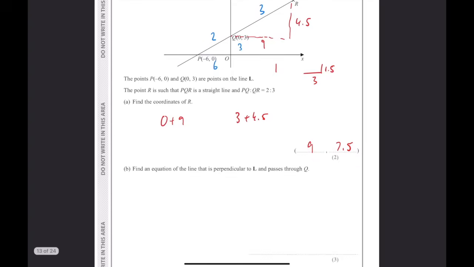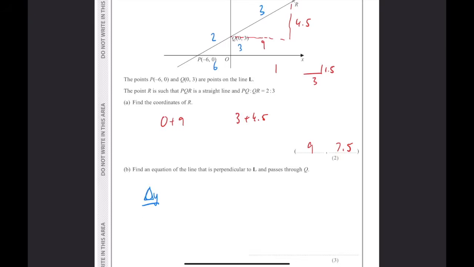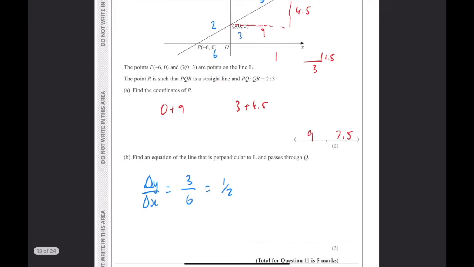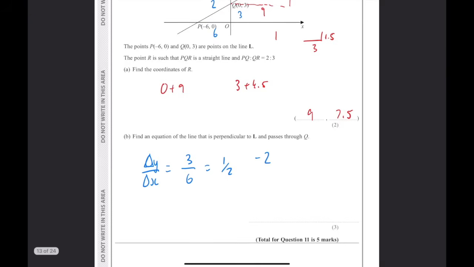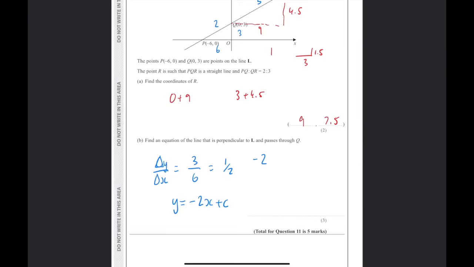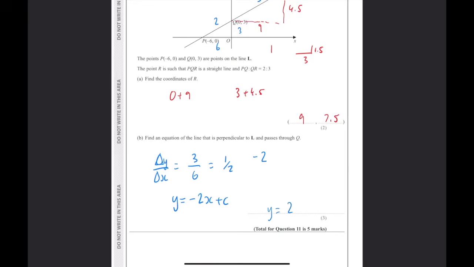Find an equation of the line that is perpendicular to L and passes through Q. So firstly, we need to find the gradient of the line that goes through PQ. So to work out the gradient, we can just do the change in y over the change in x. That is going to be 3 divided by 6, which is a half. Now, perpendicular gradients are going to be the negative reciprocal of that gradient. So a half is going to become minus 2. So we can substitute the minus 2 in, so it's y equals minus 2x plus c, and we know it passes through Q, so the y-intercept must just be 3. So y equals minus 2x plus 3. That's our final answer.